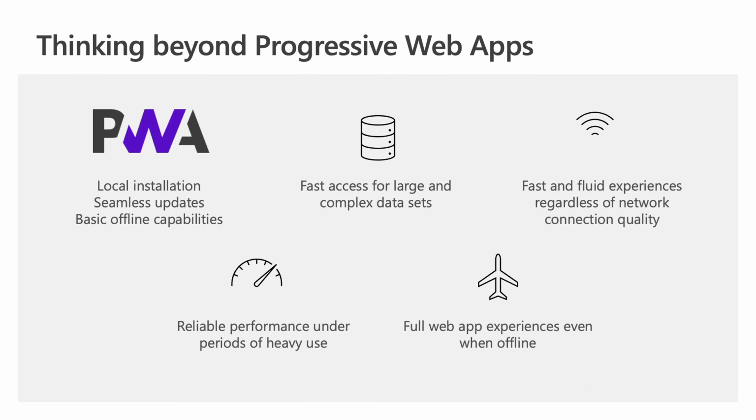Accomplishing various tasks beyond simple content browsing, such as editing a large list stored in a SharePoint experience, needs to be fast, smooth, and reliable, even when network connection is subpar, or during periods of heavy use. Additionally, we need to be able to provide full web app experiences that involve complex editing tasks, even when offline, far beyond what even progressive web apps can offer today.